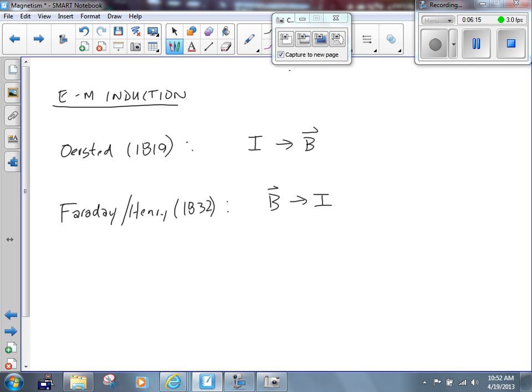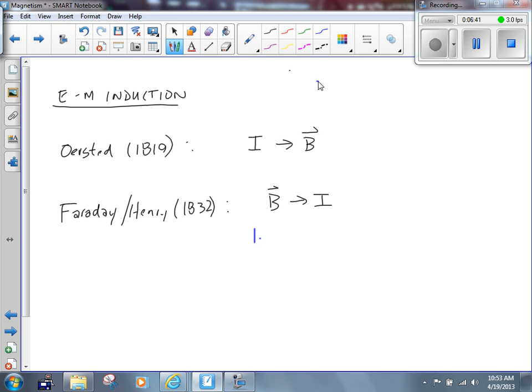There are no conditions on Orsted's discovery. If you have an electric current, you will have a magnetic field, no matter what. There are conditions on Faraday and Henry's discovery. A magnetic field can generate an electric current, but it doesn't always. One of three conditions has to be met. Those three conditions are as follows.